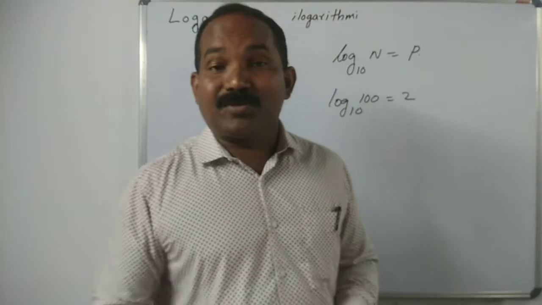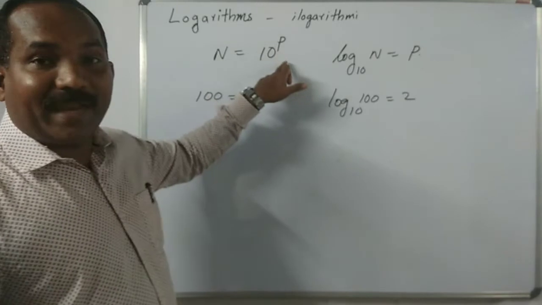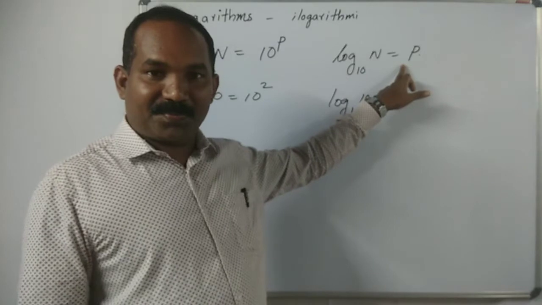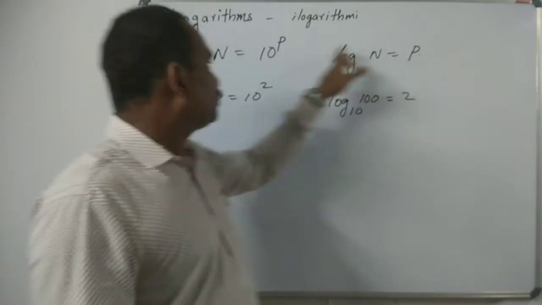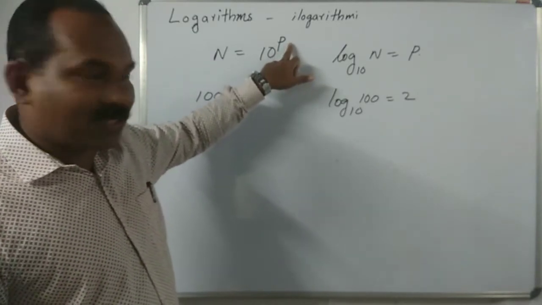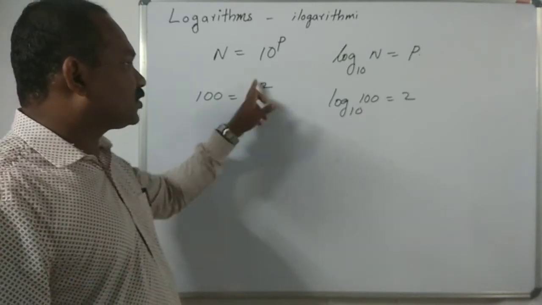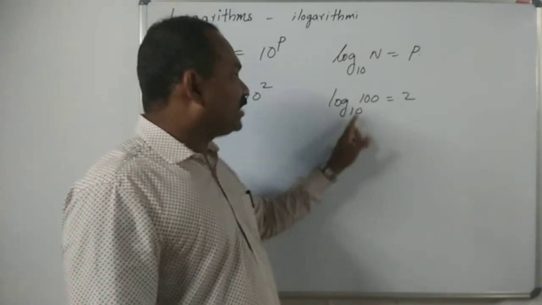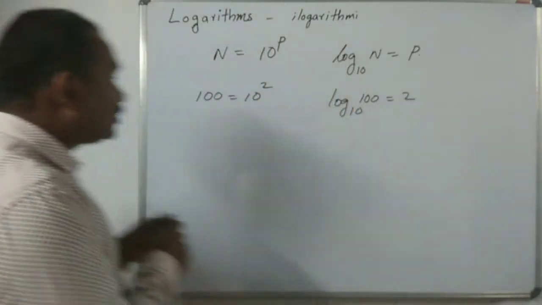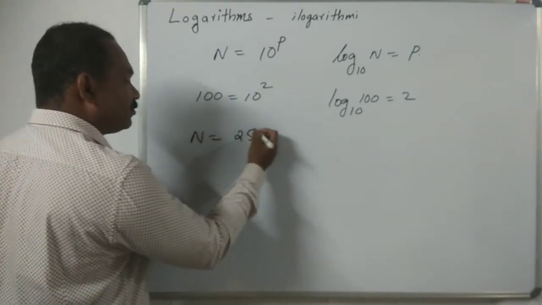We have seen that if n is the integral power of 10, the log can be easily determined. Log base 10 n is equal to p if n is equal to 10 raised to p, where p is an integral power. Example already discussed, 100 is equal to 10 square, so log base 10 100 is equal to 2. But if n is equal to 25.